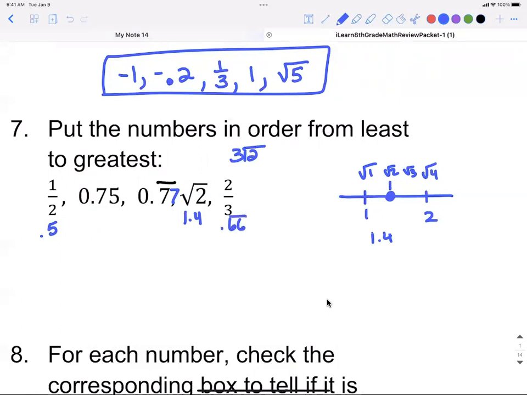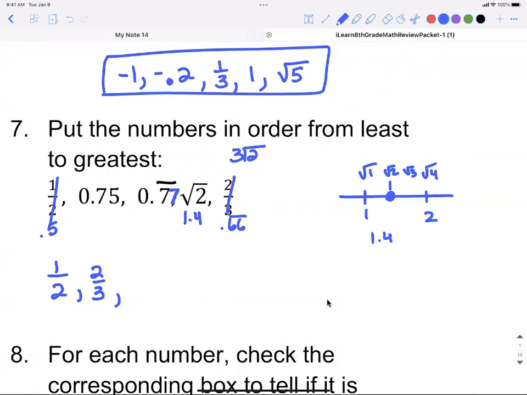So I don't have any negatives, so I go with my smallest number here, and my smallest number is 1/2. So 1/2 is my first one. Next is 0.6 repeating, which was 2/3. Notice I'm using the actual numbers they gave me, not the decimals I came up with, to do a good comparison. Next, I've got 0.75 and 0.7 repeating.